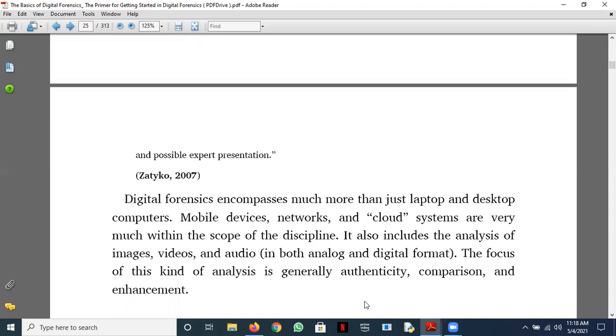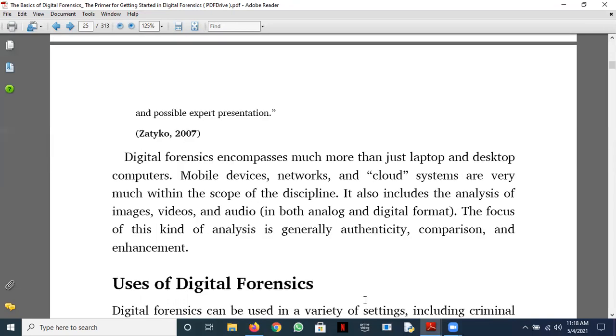And we would be involved in the analysis of images, videos, and audio in both analog and digital format. The focus of this kind of analysis is generally authenticity, comparison, and enhancement. We must compare the evidence with the already existing evidence or norms that we have, so that we can authenticate that this particular evidence is strong and can be presented in a court of law.